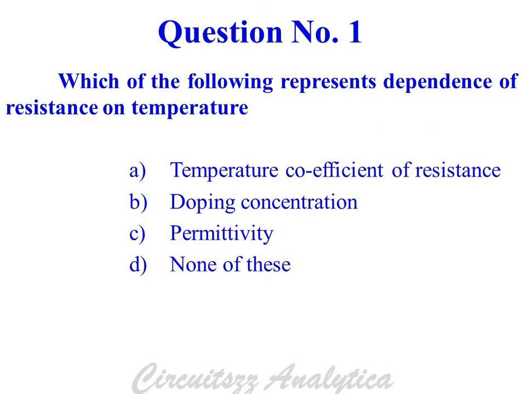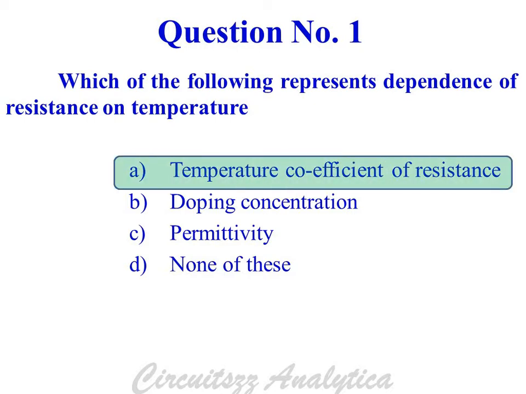Which of the following represents dependence of resistance on temperature? Temperature coefficient of resistance. Resistance of a resistor depends on temperature coefficient of resistance. The other two options, doping concentration and permittivity, have no effect on resistance of a material. So the answer is temperature coefficient of resistance.